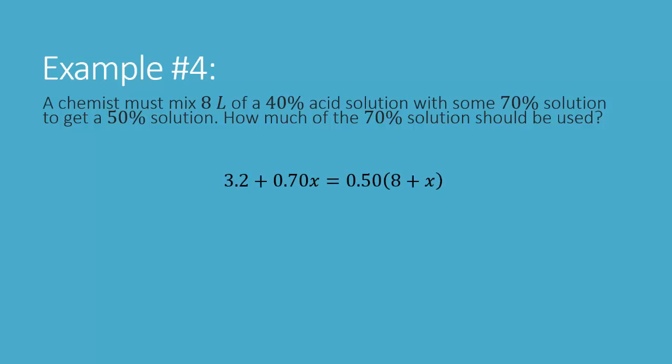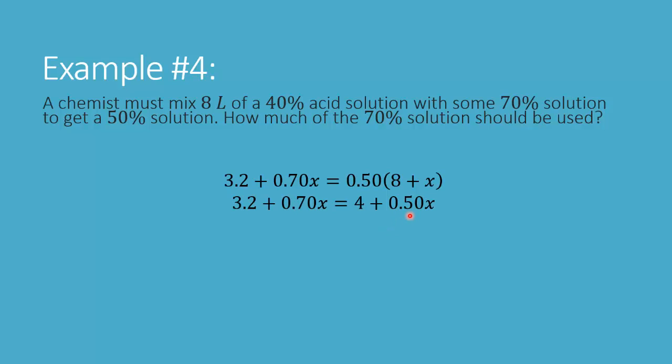So now we take our initial equation and go through our steps. Step 1, simplify both sides. The left side is as simple as it's going to get: 3.2 plus 0.7x. Here we distribute the 0.5. 0.5 times 8 is 4, and 0.5 times x is 0.5x.